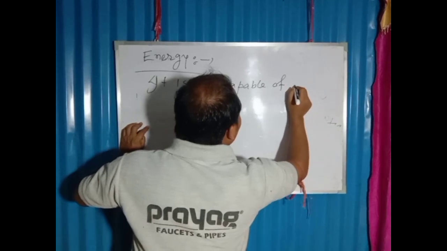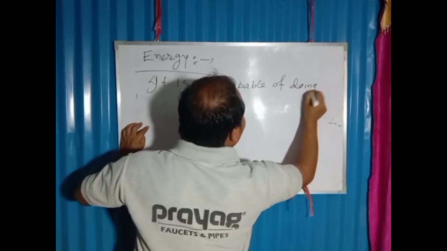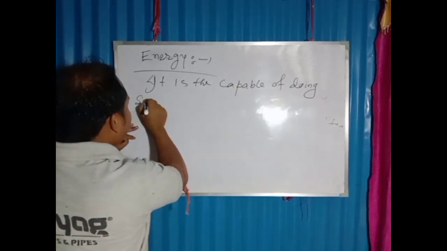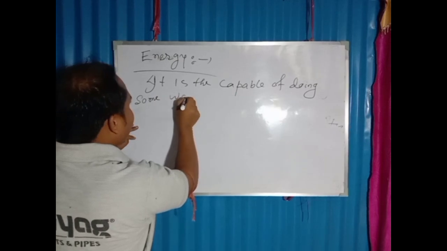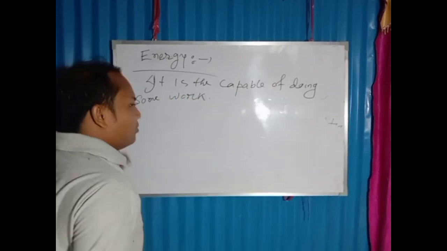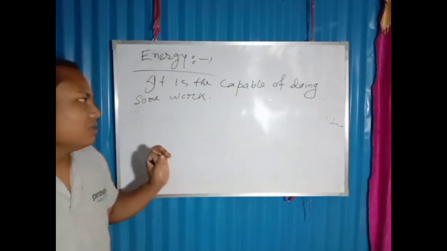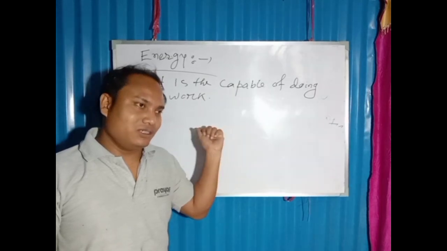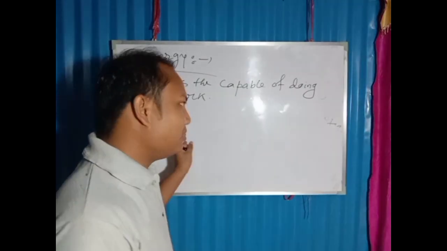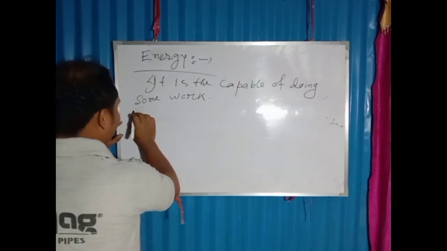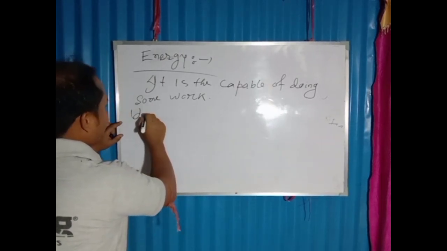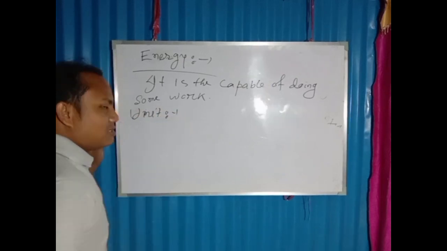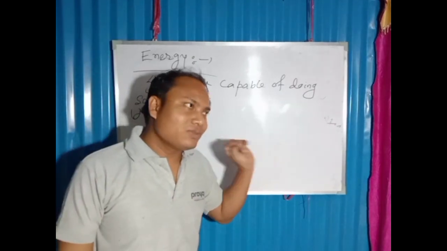In definition we can write, it is the capability of doing some work. In mechanical work, it is also called energy. Mechanical work or work done is also called energy. The unit of energy is the same as that of work done.